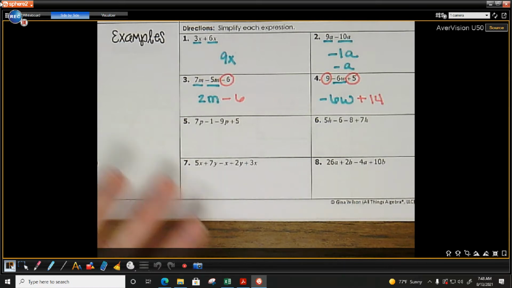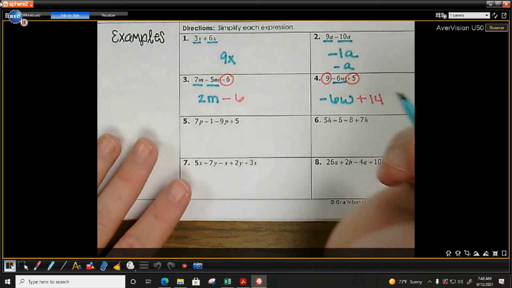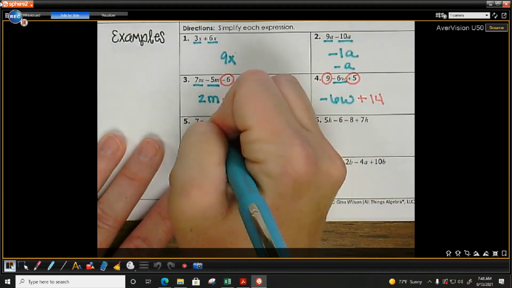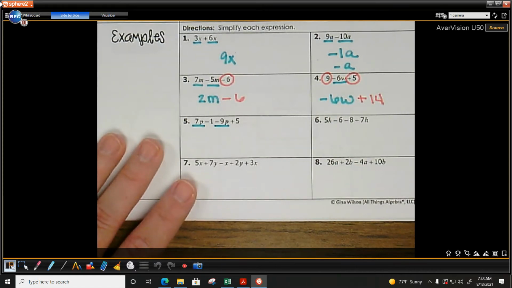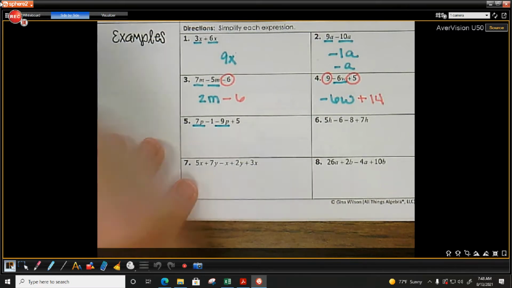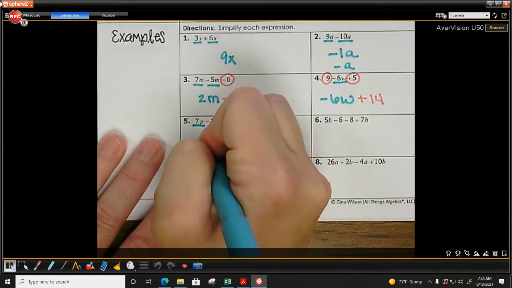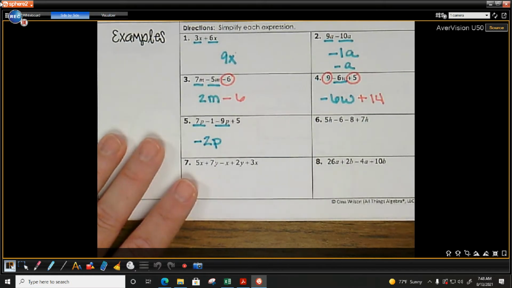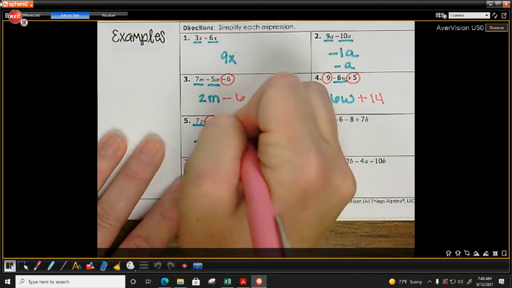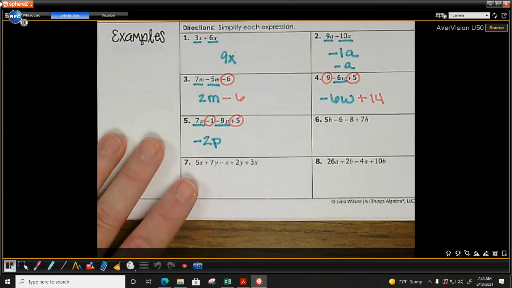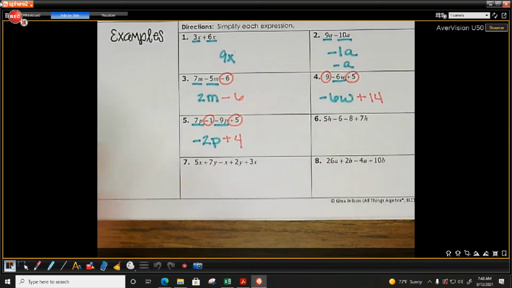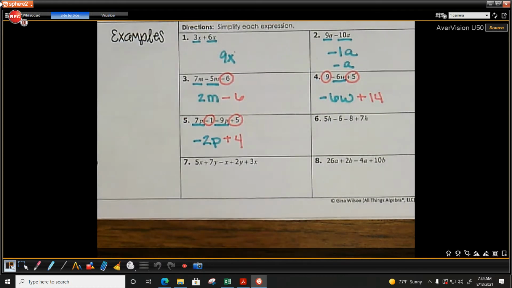Okay. Do I have like terms on this next one? What are they? Negative, or a minus 9p. 7 minus 9. Negative 2. Anytime the larger number is negative, your answer is going to be negative. So negative 2p. Do I have like constant terms? Plus 5. What's negative 1 plus 5? Plus 4. Are those two like terms? No, so that's how I know we're done.